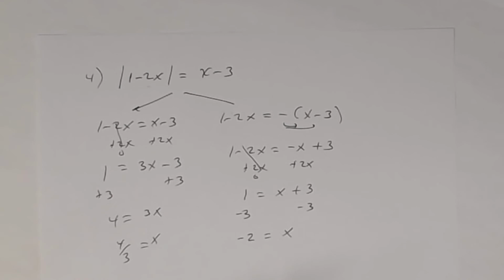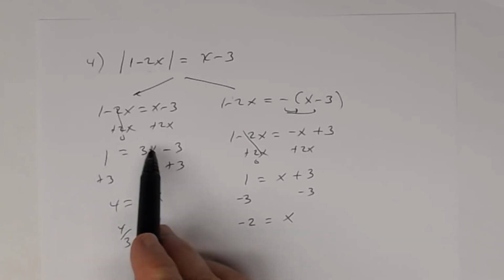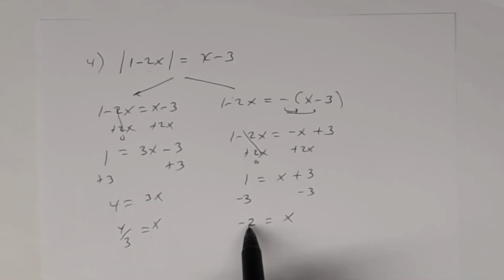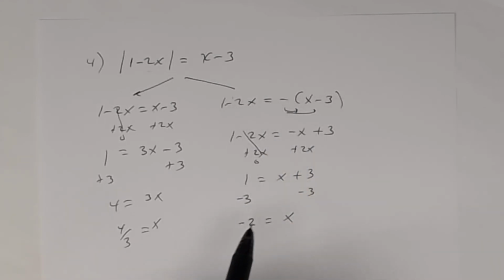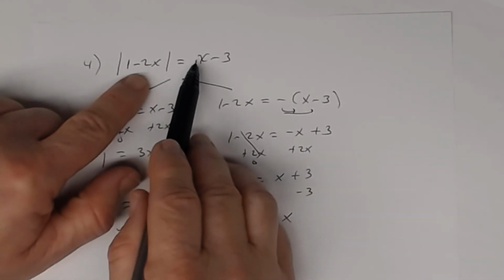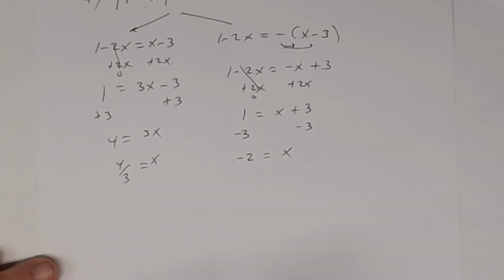All right, so let's check for extraneous solutions. Remember, x equal 4/3 is a solution to each of those linear equations. Same thing here, x equal negative 2 is a solution to each of those linear equations. But are they solutions to the absolute value equations? So that's why you have to check for extraneous solutions.